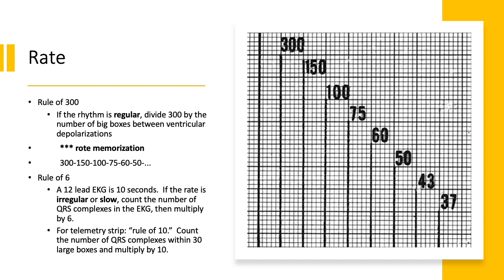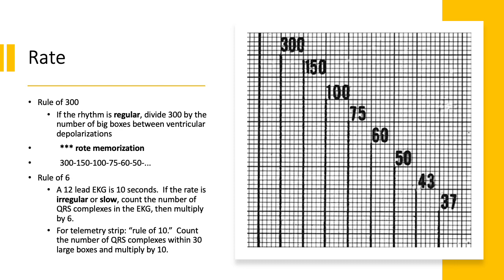Because by then I know that my heart rate is really slow. We have bradycardia for some reason. You can use the rule of 300 only if the rhythm is regular. So if the rhythm is irregular, obviously this is not going to work because your R to R interval is going to vary if you have an irregular rhythm. And so in the case of an irregular rhythm, there's something called the rule of 6.